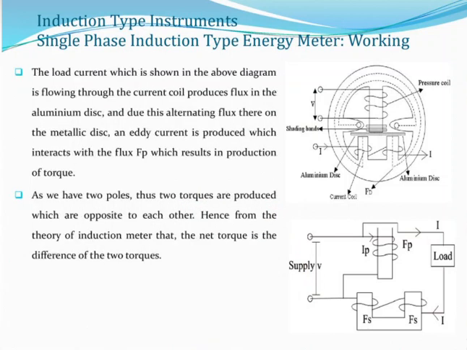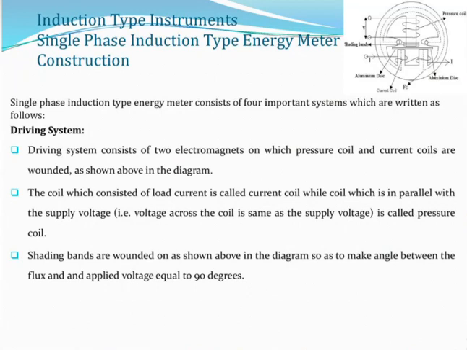Next, the load current, which is shown in the above diagram, flows through the current coil and produces flux in the aluminum disc. Due to this alternating flux, an eddy current is produced in the metallic disc, which interacts with the flux, resulting in the production of torque. We have two poles, thus two torques are produced which are opposite to each other. Hence, from the theory of the induction meter, the net torque is the difference of the two torques, torque D1 and torque D2, the deflection torque.